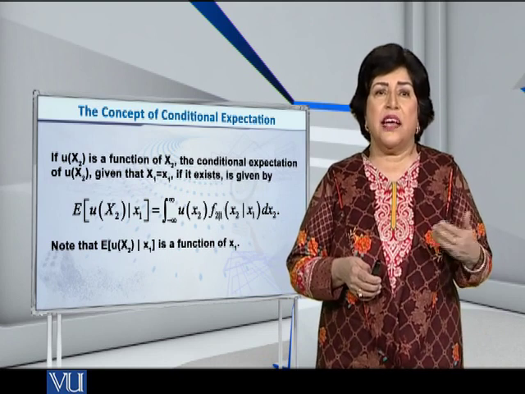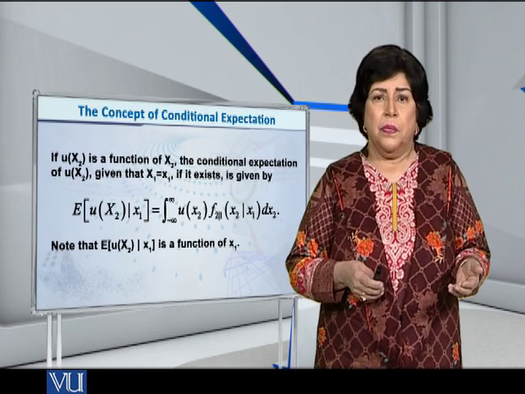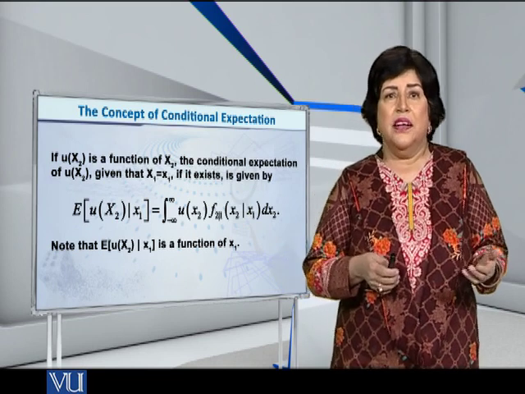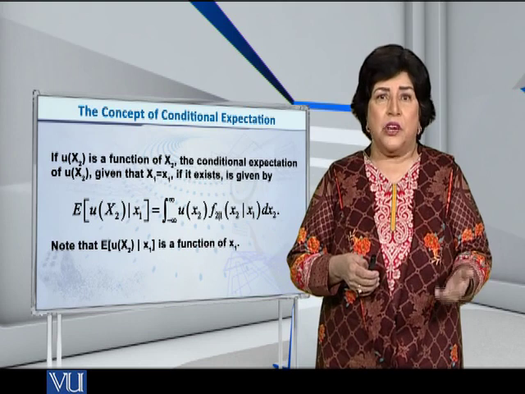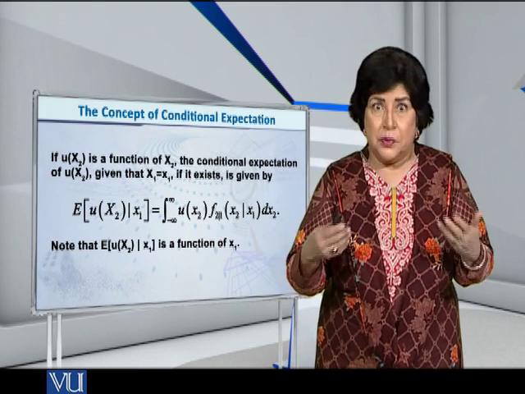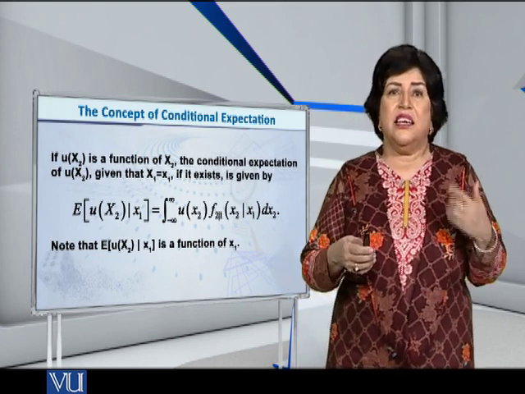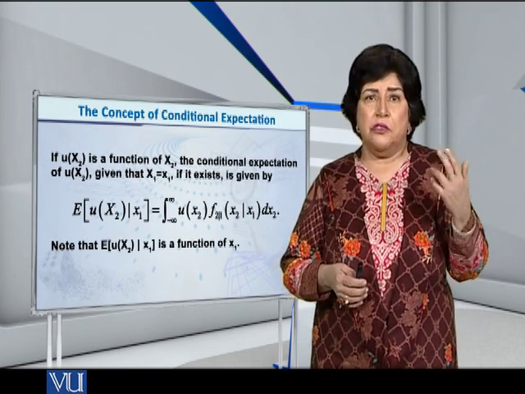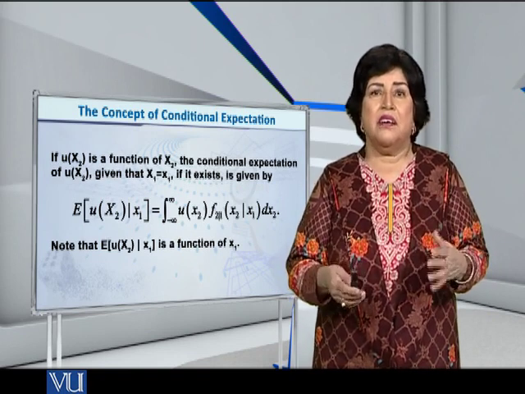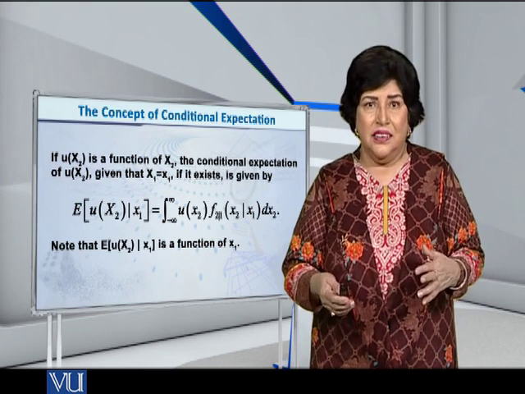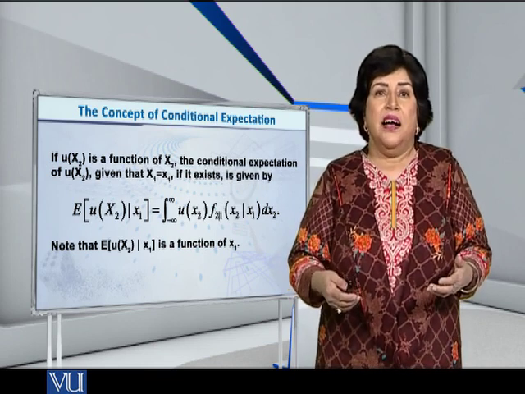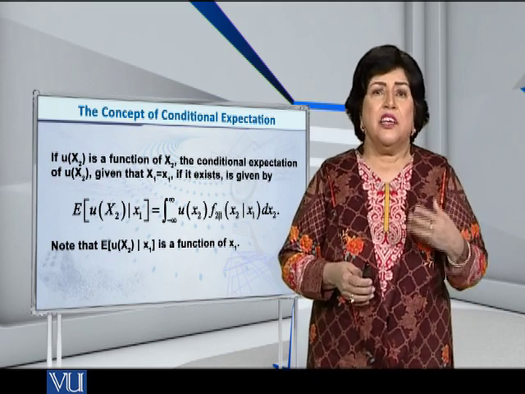Suppose that u(x2) is a function of x2, and given this, the conditional expectation of u(x2), given that capital X1 is equal to small x1, some particular value, if this conditional expectation exists, it is given by the integral from minus infinity to infinity of u(x2) multiplied by f of x2 given x1, and the integration is being done with respect to x2.